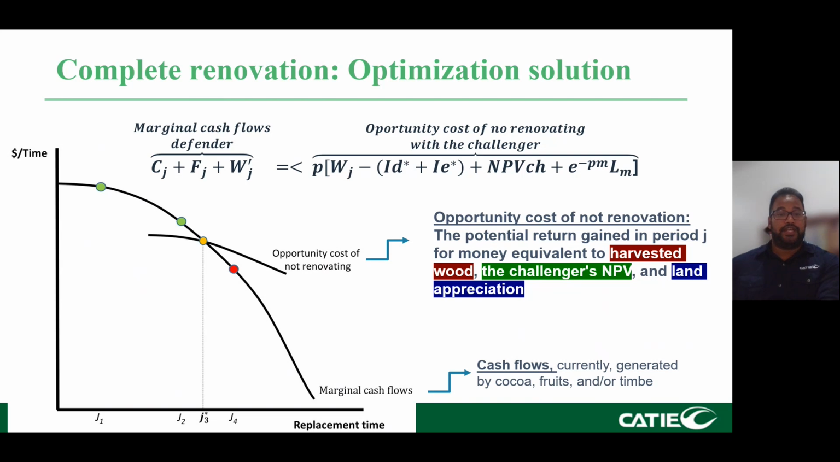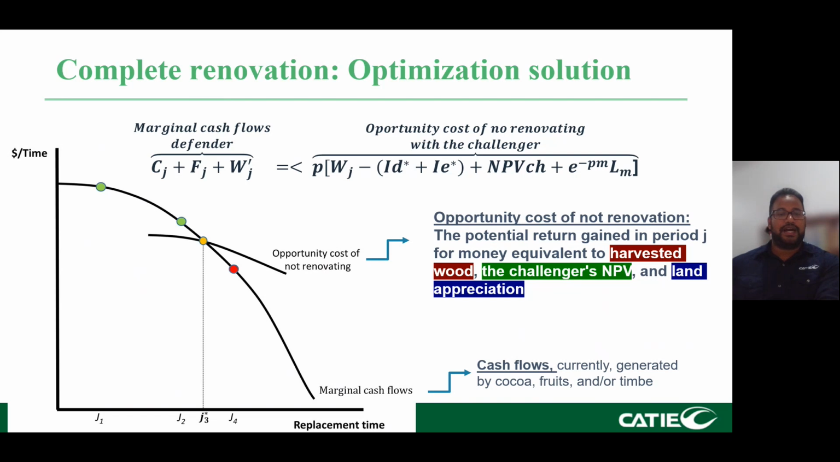In period J, both curves, the marginal cash flow and the opportunity cost of not renovating, intersect, and that is the period where the net present value is maximized, which indicates the optimal time to do a full renovation. Period J4 is not the optimal time for renovation, but if the farmer is at that red dot that you see there, he's better off renovating the cocoa than not renovating.